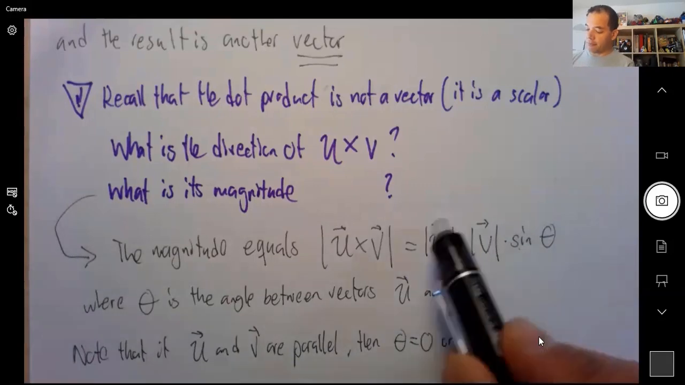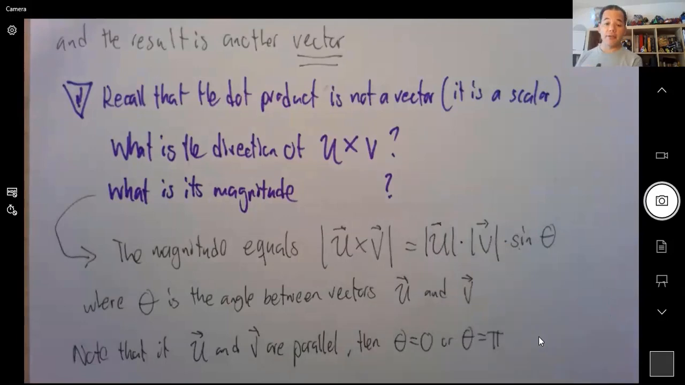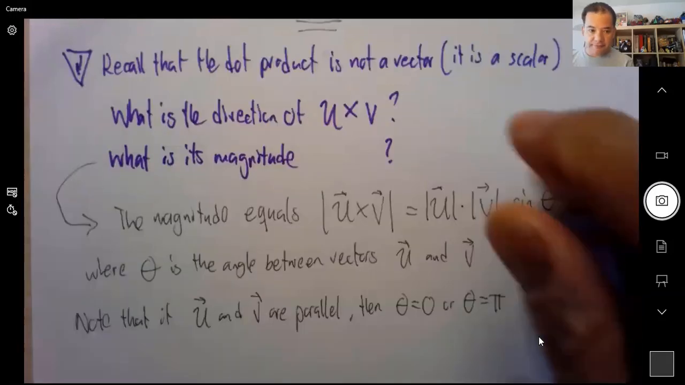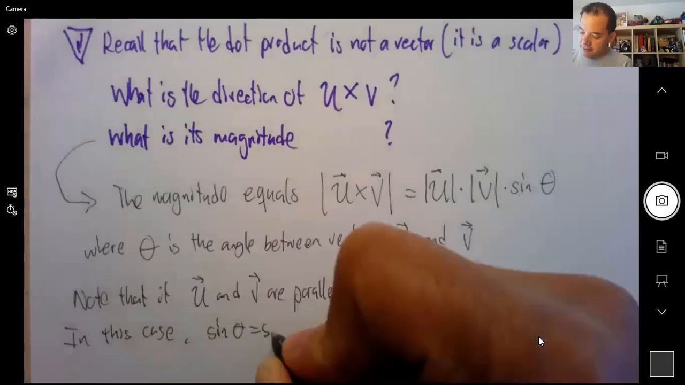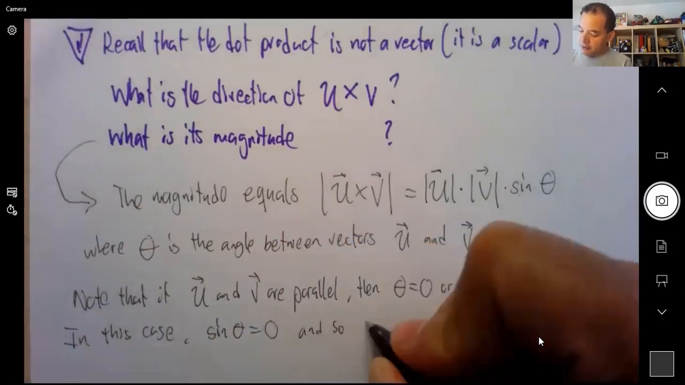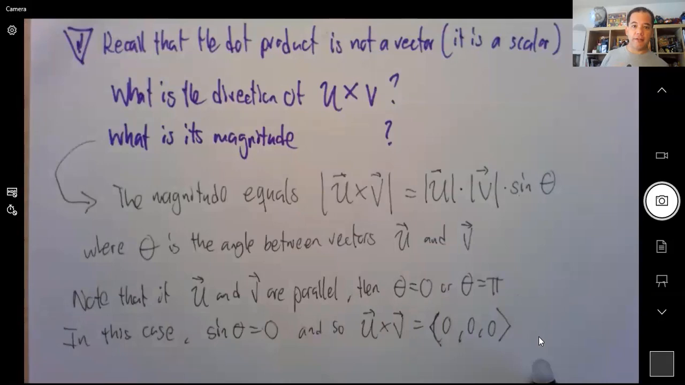So then the magnitude of the vector will be 0. And if the magnitude of the vector is 0, then it has to be the vector 0, 0, 0. In this case, sine of theta will be 0. Doesn't matter if we get 0 or pi. And so the result is the vector 0, 0, 0. Right? So in case you have two vectors that are parallel, then the cross product is just 0, 0, 0. Right? So okay, now let's see if I can show you the book now.